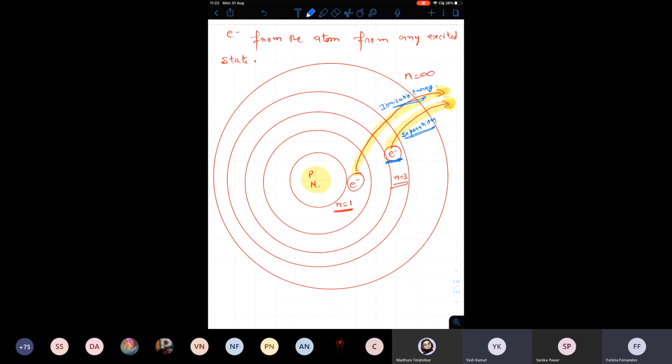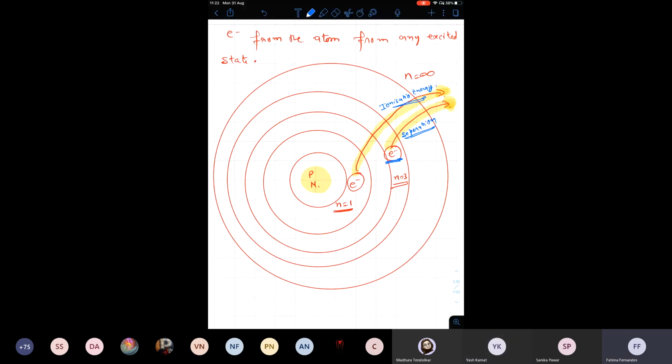See, if you have any atom, for example, you say, sir, I have calcium. And you know its electronic configuration is 1s2, 2s2, 2p6, 3s2, 3p6, 4s2. And you say, sir, I want to remove one electron from it. Can I remove it from 3s? I'll say no. You can remove that electron only from 4s.